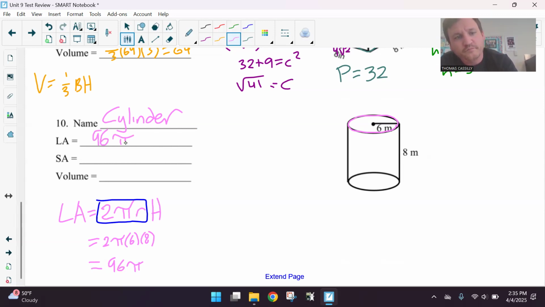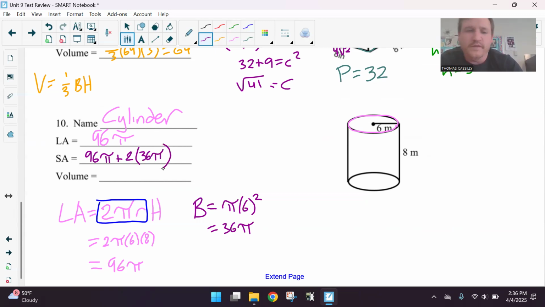All right, surface area is the lateral area plus the 2 bases. So I'm just going to say capital B equals pi times 6 squared. 6 squared is 36. We got 36 pi. So your surface area is going to be 96 pi plus 2 times 36 pi. That's going to give us, what is that, 72. 72 plus 96 gives us 168 pi.